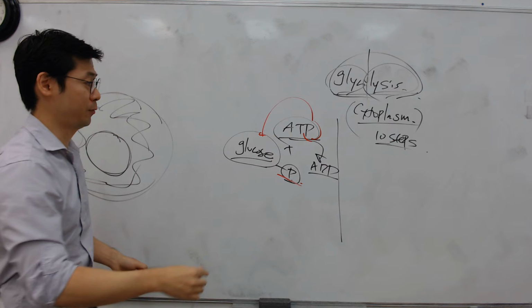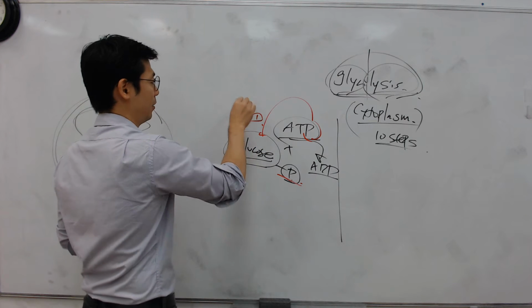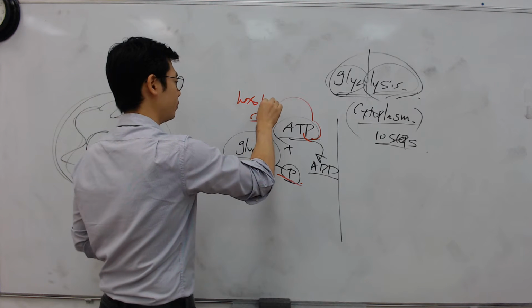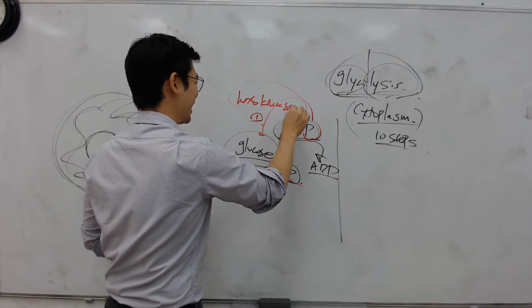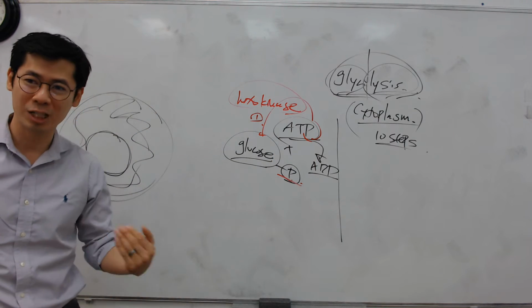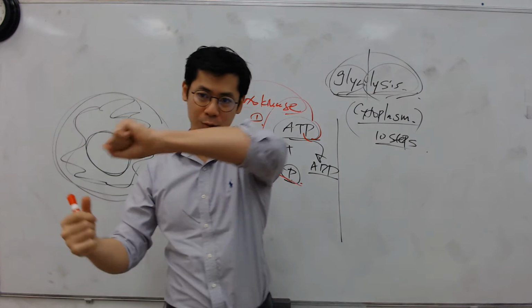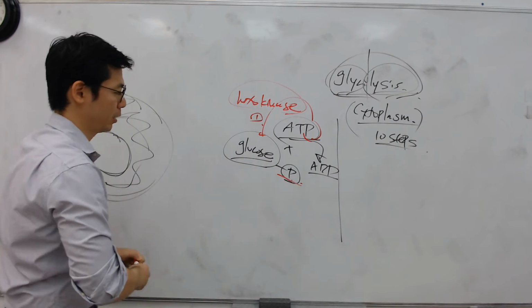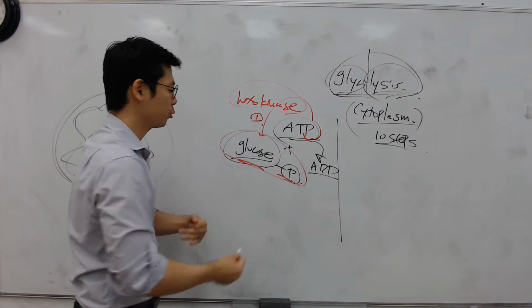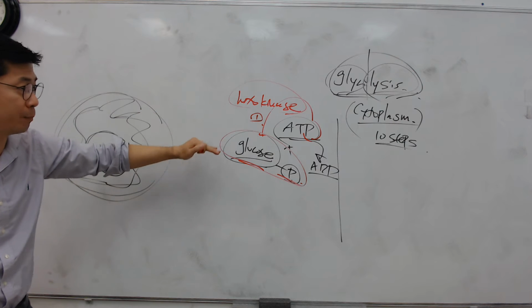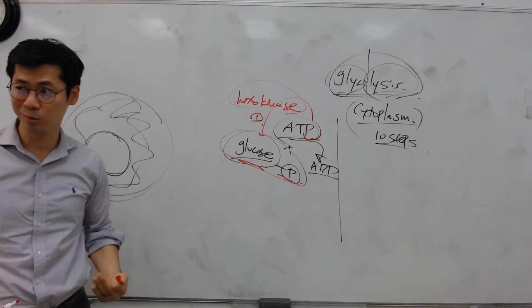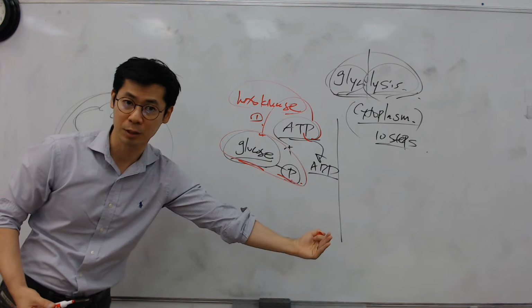This is the first enzyme, and not that you have to know it, it's hexokinase. Something like kinase, their job is to take the phosphate group and put it onto the molecule. So now you have phosphoglucose. This is the first step of glycolysis, and they're using ATP for this.